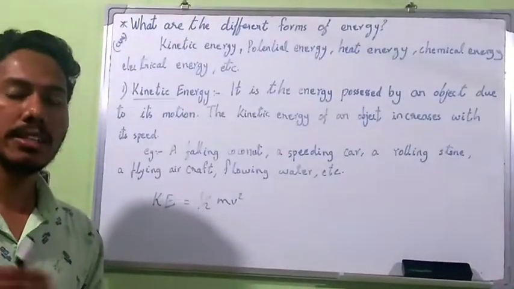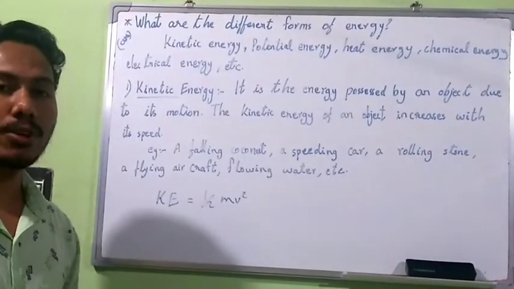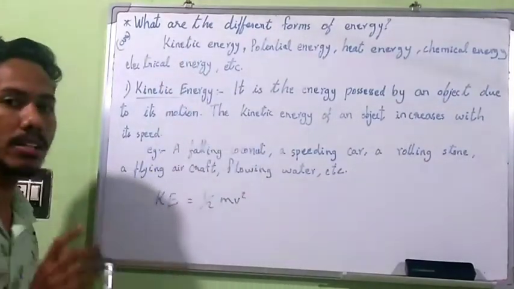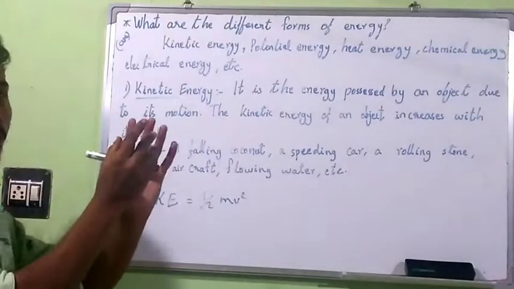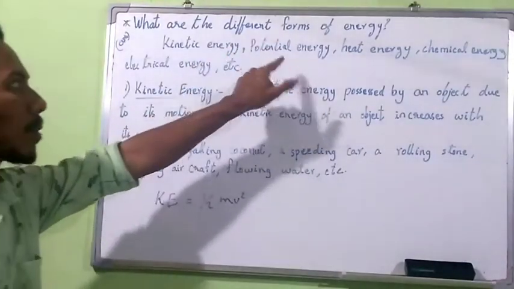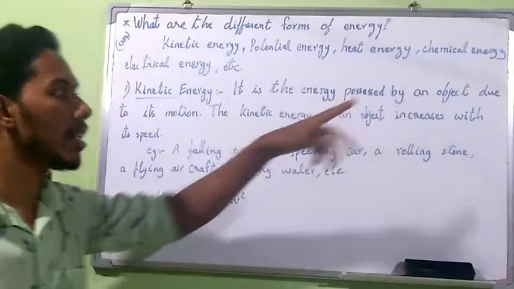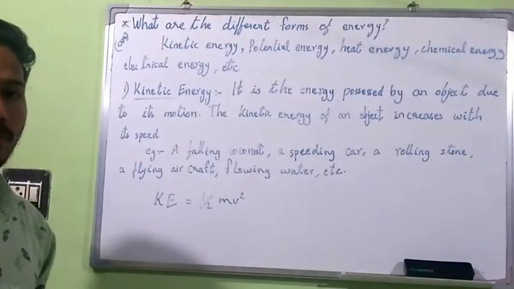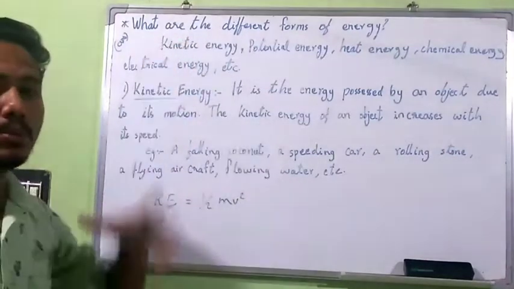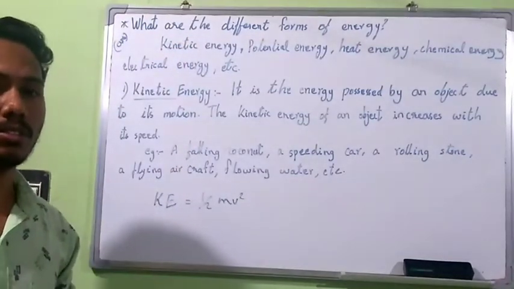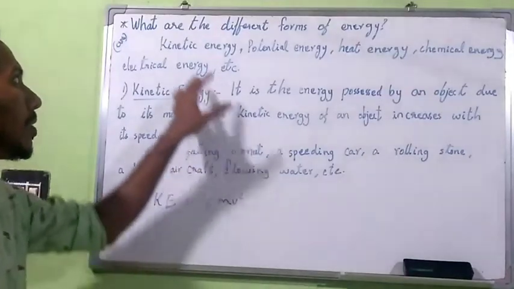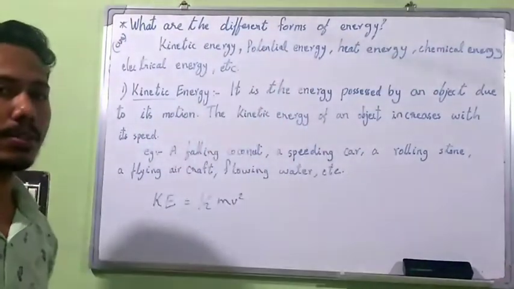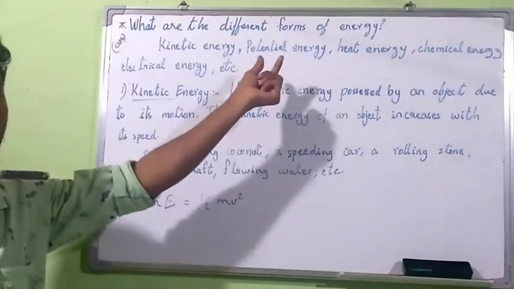Okay. Then what are the different forms of energy? There are a lot of energies available in our universe. We can classify this energy into different groups: kinetic energy, potential energy, heat energy, chemical energy, electrical energy, thermal energy, etc. So these are the different forms of energy. But in this chapter, we have to study only kinetic energy and potential energy. Others are common.